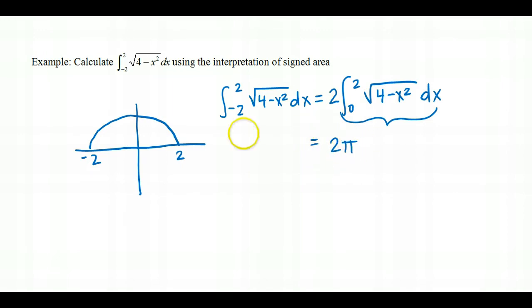So 2 pi is now the area underneath the semicircle, the square root of 4 minus x squared, but we didn't have to do any other calculations or go back and do each portion of the quarter circle separately. We just doubled our previous answer. So 2 pi is the answer.